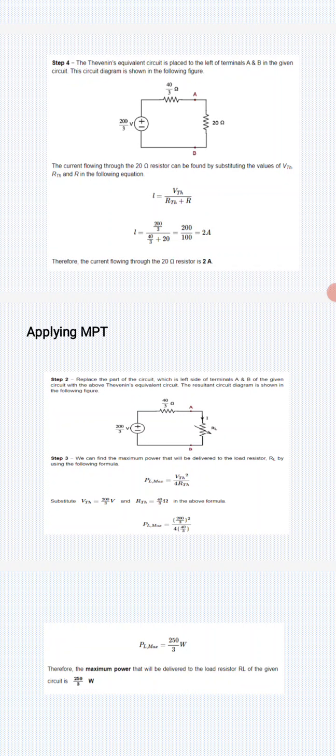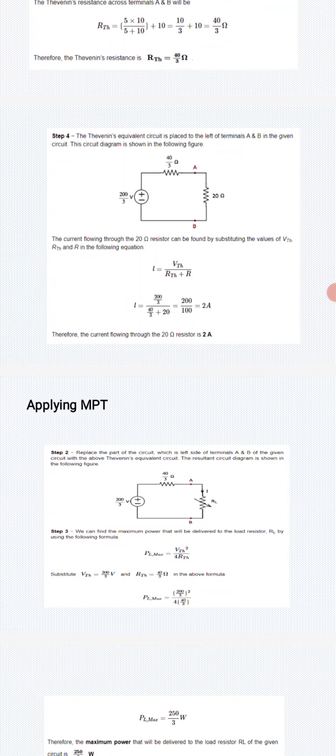From step 4 you can see here, step 4, the Thevenin equivalent circuit is placed left of terminals A and B in the given circuit. This circuit diagram is shown in the figure. 200 by 3 is the Thevenin voltage, 40 by 3 is the Thevenin resistance and 20 ohm is the load resistance value. So we can calculate the current through the load resistance. Using the formula, 2 amps is calculated. The calculation is pictorially represented in the slide.